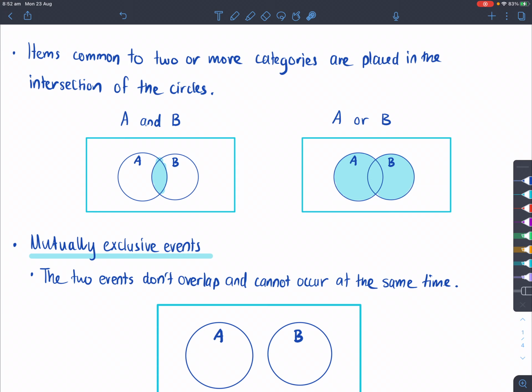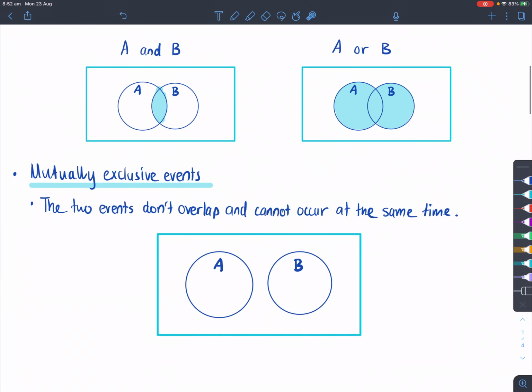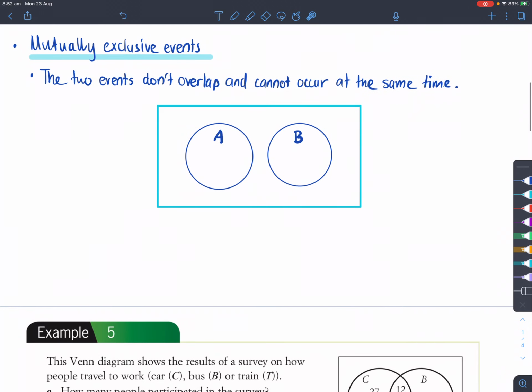Now let's talk about mutually exclusive events. The way this works is that if there are two types of conditions that have no overlap whatsoever and have nothing in common at all, then the circles will be separate, like how we've done here in the rectangle. Let's look at all these concepts in an example.